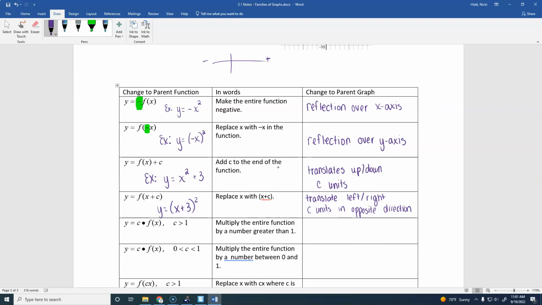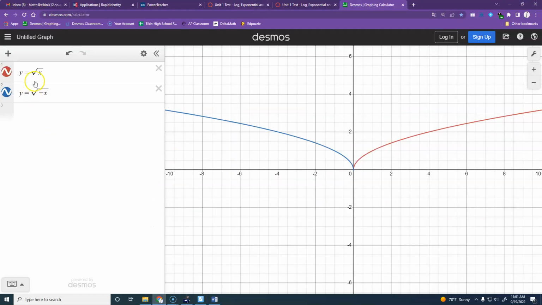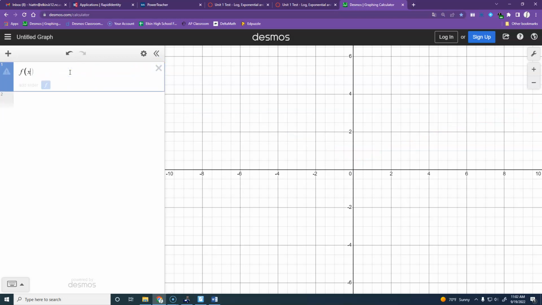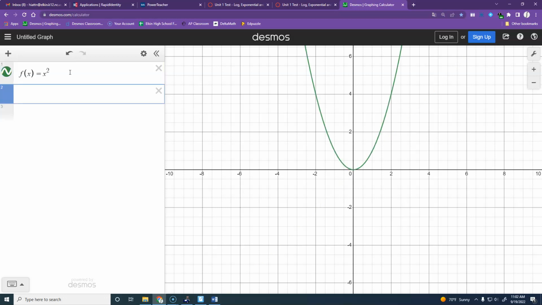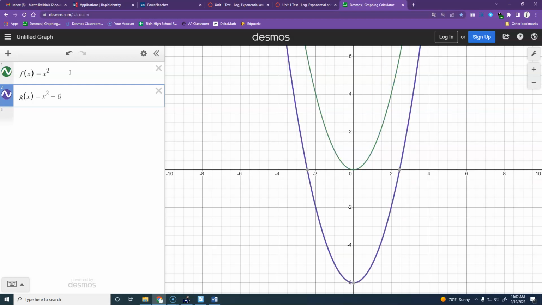Okay, let's graph these real quick just to see what's happening. I got f of x equals x squared. You can see if I add 3 to the end, it's going to move it up. If I made it like -6, it moves it down 6. That number on the end moves us up or down.